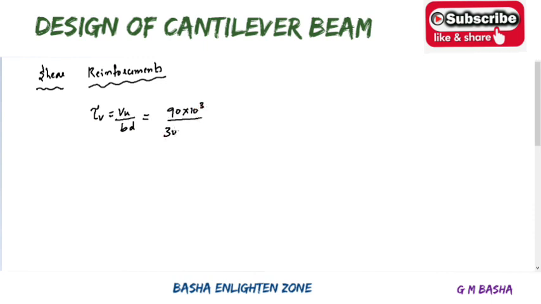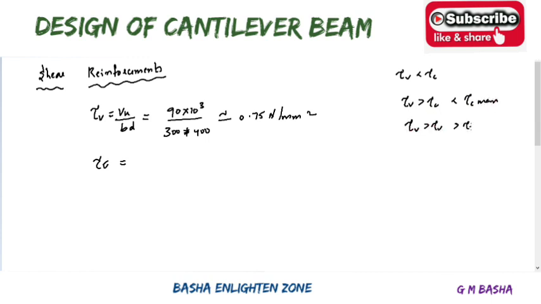B value will be 300. D value will be 400. Approximately how much will you get? 0.75 Newton per mm square. And what about tau c? Here I already told you so many times, check the conditions. Tau v less than tau c; tau v greater than tau c but less than tau c maximum; or tau v greater than tau c maximum. This is the first case, this is the second case, this is the third case.